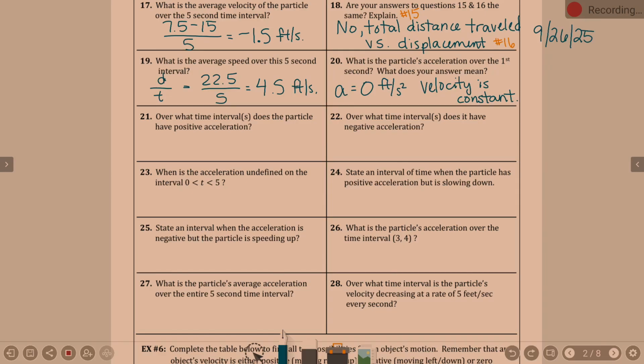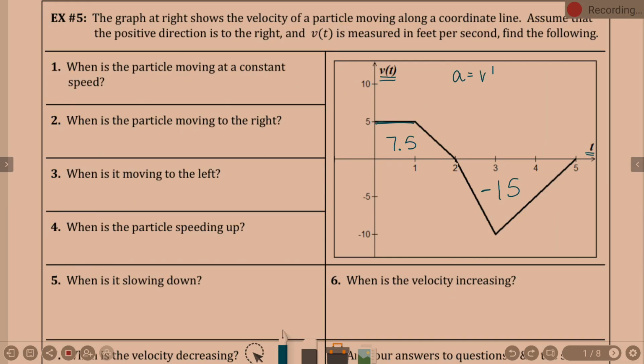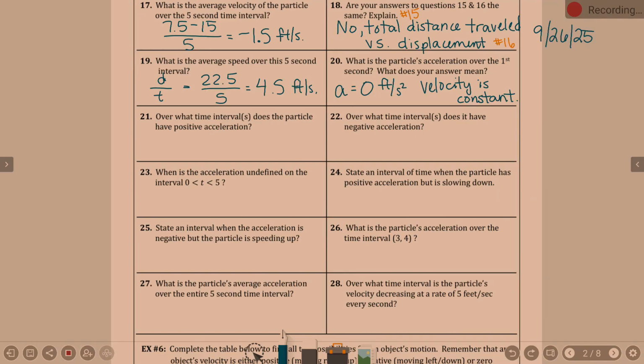Over what time intervals does the particle have positive acceleration? Between 3 and 5. Yep, you got it, because my slope is increasing there. 3 less than t less than 5. And my comment here is that velocity increases. Over what interval does it have negative acceleration? 1 to 3, because that's when the velocity is decreasing.